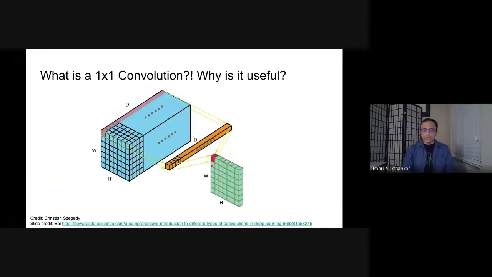All right, and then of course there's the concept of a 1-by-1 convolution. When I first came across it, it sounded like a really strange idea. Can someone say what a 1-by-1 convolution is, or why it would be useful?